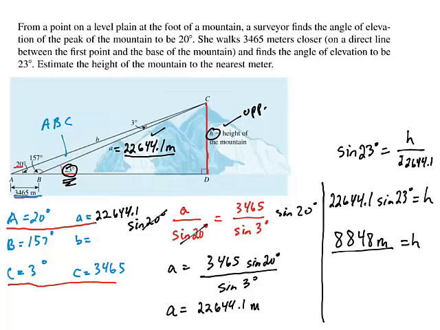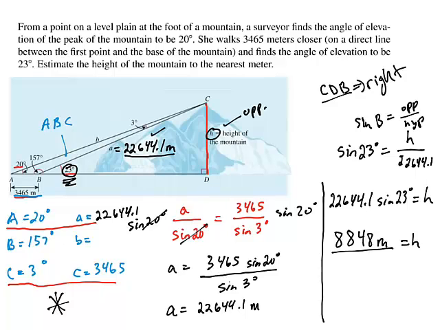So just to recap, we first used the law of sines over here to find that missing value for side A, and then we noticed that we have a right triangle. That triangle CDB is a right triangle. So because we have a right triangle, we can use sine of angle B is equal to opposite over the hypotenuse.